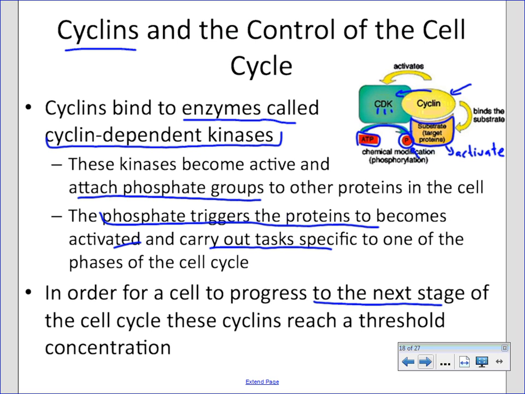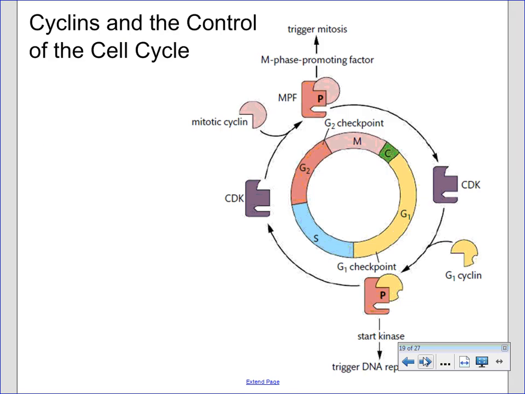So you need a certain concentration of these cyclins within the cell in order for the cell to move to the next stage, because you need a certain number of these proteins to be activated. So this diagram just indicates how cyclin might work in the cell cycle, and how it can act as a checkpoint, allowing cells to progress to each of the different parts.